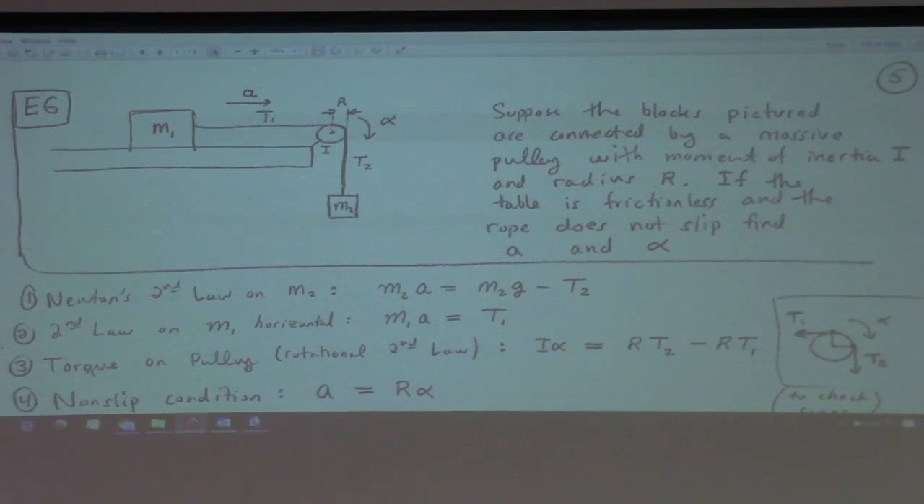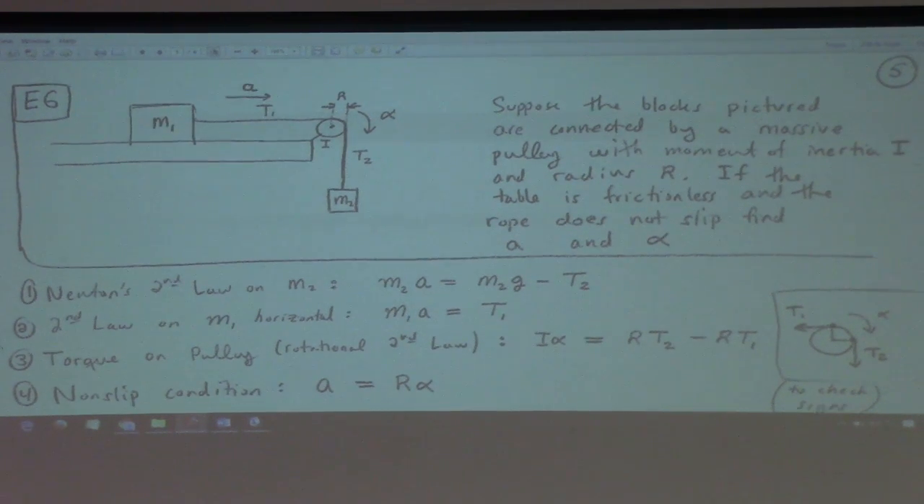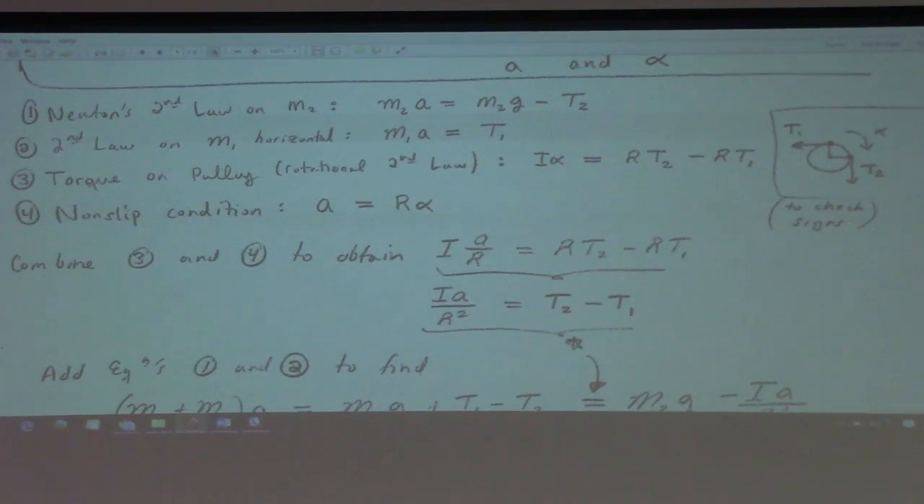Then the non-slip condition. Non-slip condition relates the angular acceleration and the tangential acceleration. This is what you just asked me about a second ago. Like, why was this true? It's exactly that again. Radius times the angular acceleration gives me the tangential acceleration, the non-slip condition. And then you do algebra.